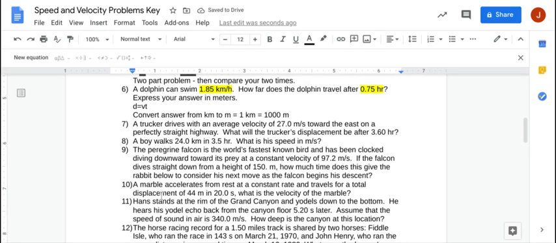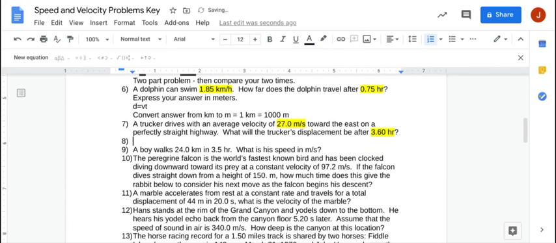Number 7. A trucker drives with an average velocity of 27 meters per second towards the east on a perfectly straight highway. Let's highlight this. What will the trucker's displacement be after 3.60 hours? Okay, we have a problem where our units are not the same. So the first thing you need to do is you need to convert hours to seconds. And you're going to use 1 hour equals 3,600 seconds. After that, you can just plug in your numbers to find distance.